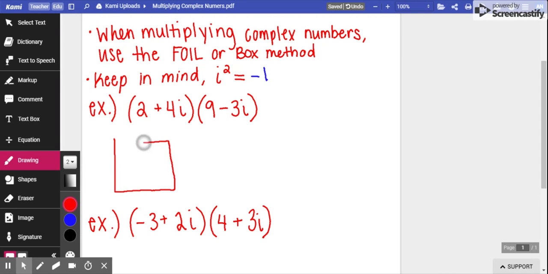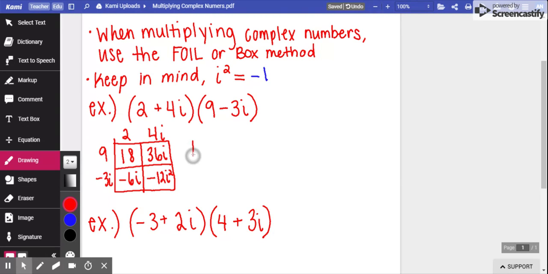So I go ahead and set up my box. I will put 2 plus 4i across the top and 9 minus 3i across the bottom, or across the side. 9 times 2 is 18. Negative 3i times 2 is negative 6i. 9 times 4i is 36i. And 4i times negative 3i is negative 12i squared.